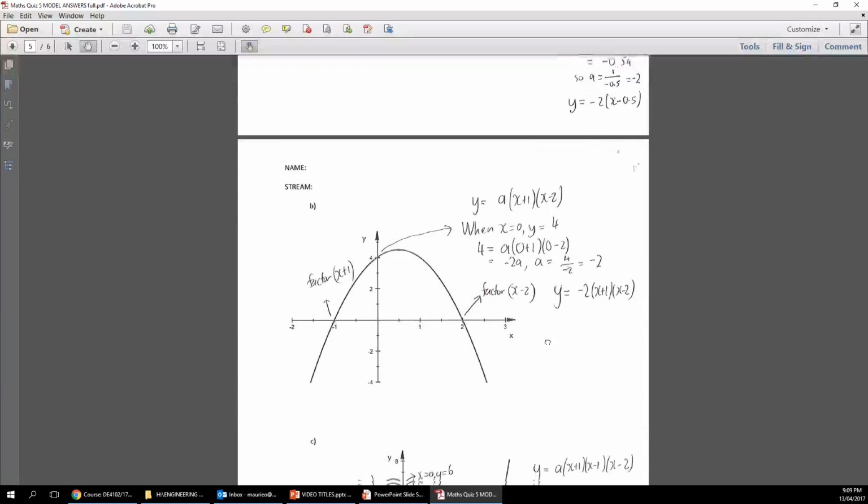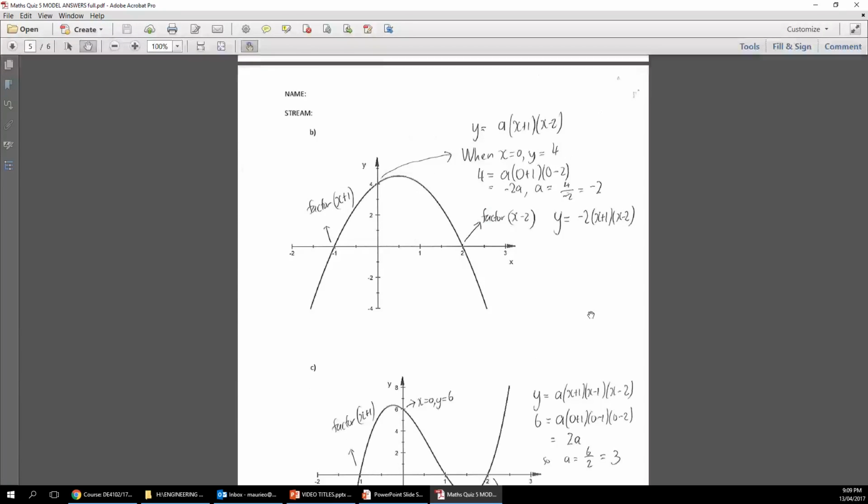All right, now for these ones here, and again a consistent approach from Spaceman rather than using quite a number of different approaches, just using the factored form. So we know this is x plus 1, this is x minus 2 here. Notice that's negative, but it's the opposite, and remember this is plus, so it's negative. So we've got 2, we put them together, y equals a, x plus 1, x minus 2.